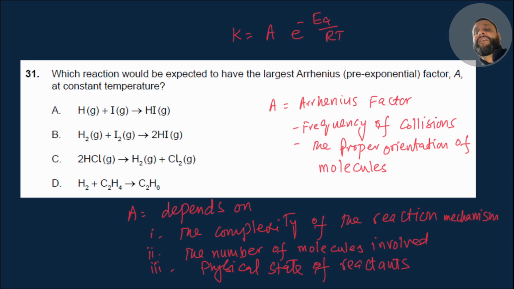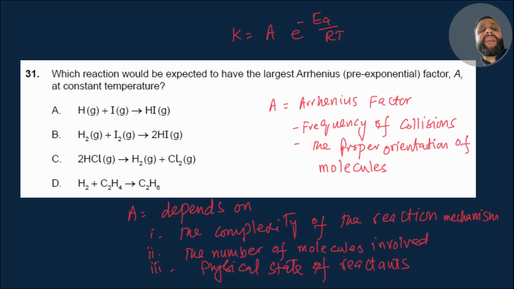A deals with the frequency of collisions and the proper orientation of the molecules. And A depends on three things. Number one, the complexity of the reaction mechanism. Number two, the number of molecules involved. And number three, the physical states of the reactant. So in this question, what we're looking for is which reaction can take place easily? If a reaction can take place easily, that means the Arrhenius factor A will be the largest.